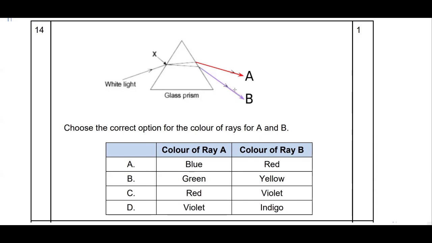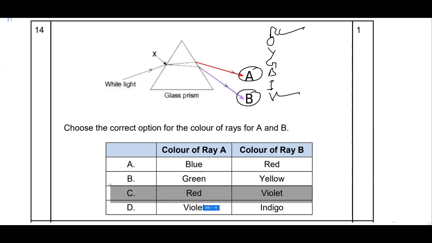In between there are other colors, as you must know: VIBGYOR, that is violet, indigo, blue, green, yellow, orange, red. So red is at the top and violet at the bottom. So A must be red and B must be violet here. So A red, B violet is option C. Yeah, that's correct.